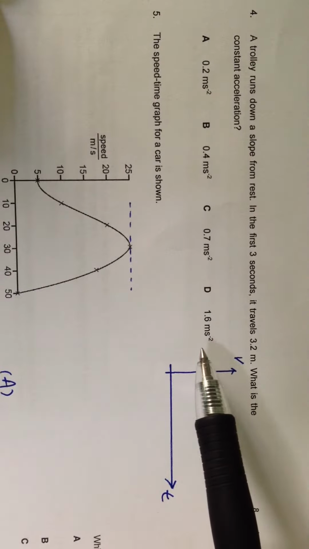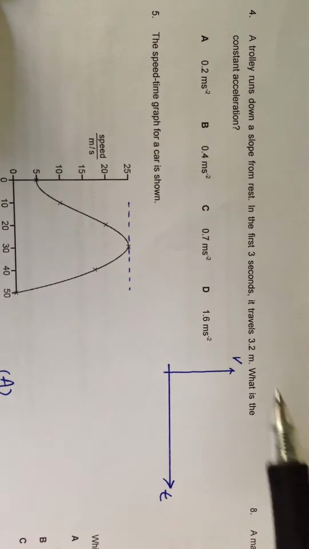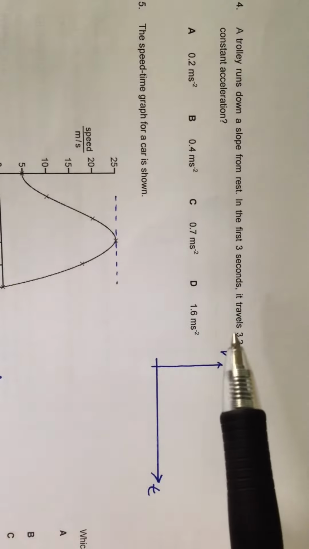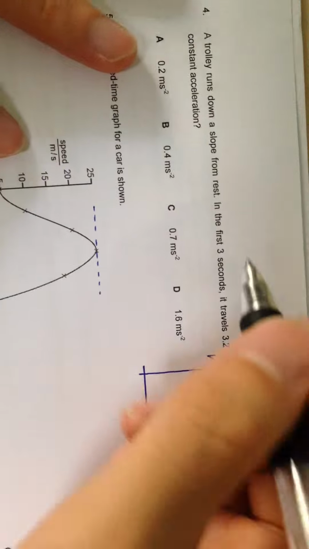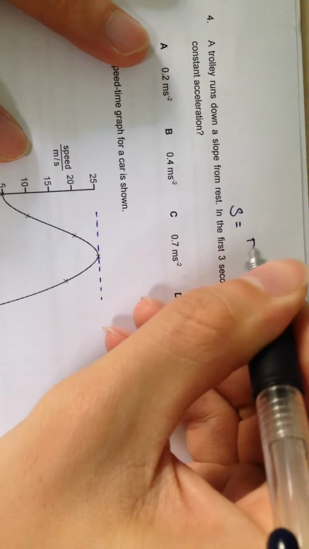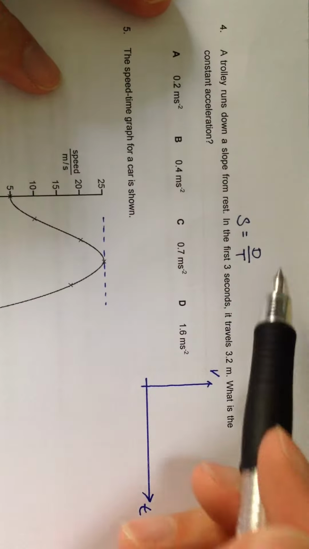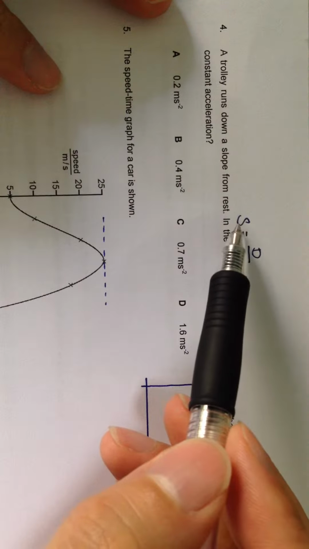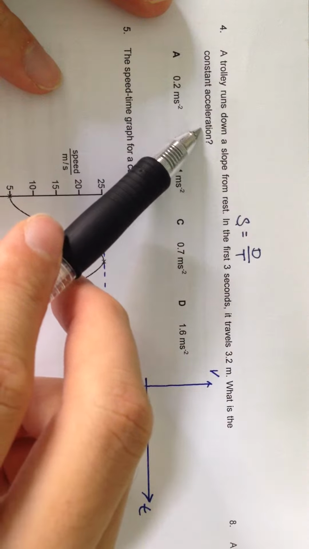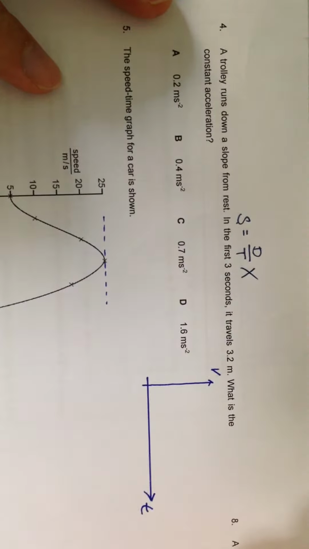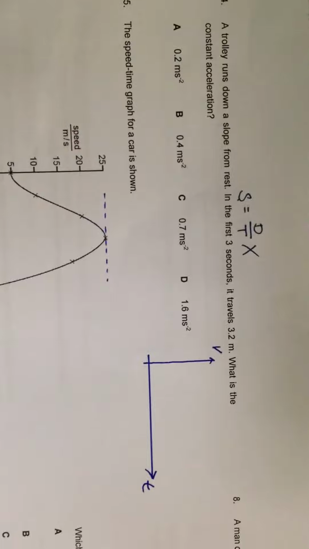Okay, for this case, you have a trolley running down a slope from rest, and in the first 3 seconds it travels 3.2. What is the constant acceleration? The thing here is that this question is trying to identify students who use speed equals distance over time. If you use this formula, you get the wrong answer. The reason is that this formula only applies to constant speed. But in this case, the question already hints that there is an acceleration, so you cannot use this formula to find the acceleration, or to find the speed.